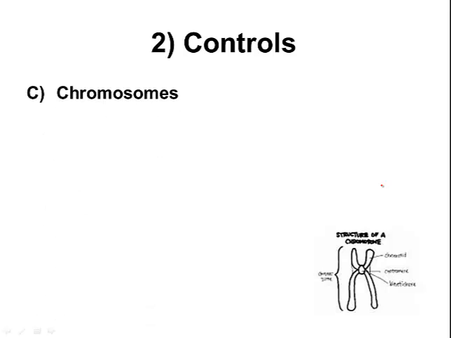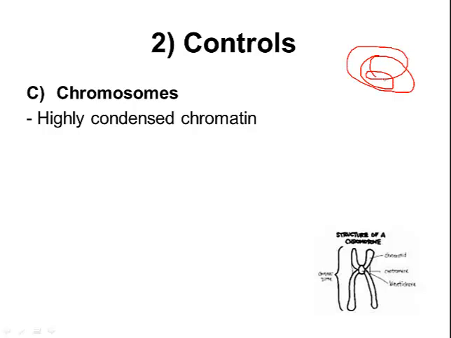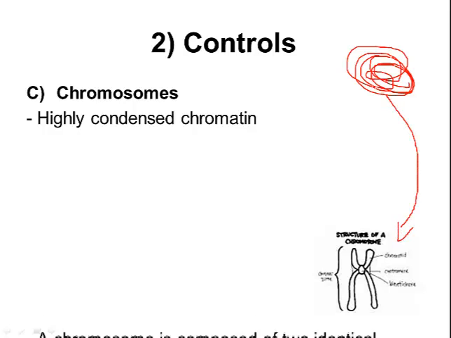Okay, continuing on with controls, we have our chromosomes, which are inside of the cells. These are basically highly condensed chromatin. So when your cell is relaxed, your DNA is actually a big blobby mess like that. But you can't really see that. So when we can see our DNA, it's in a condensed form like these chromosomes.